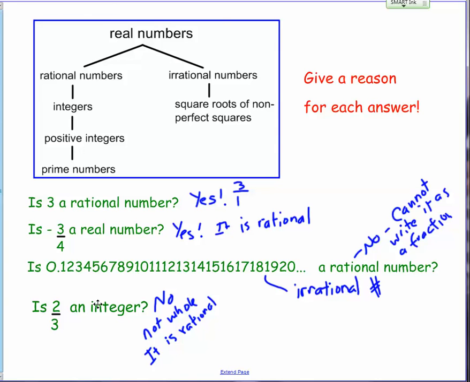And is 2/3 an integer? No, 2/3 is rational, but it's not an integer. It's not like one of those whole pieces of all of the whole numbers and their opposites, because it's a part of a number. So it's rational and would go under fractions, which could be put here.